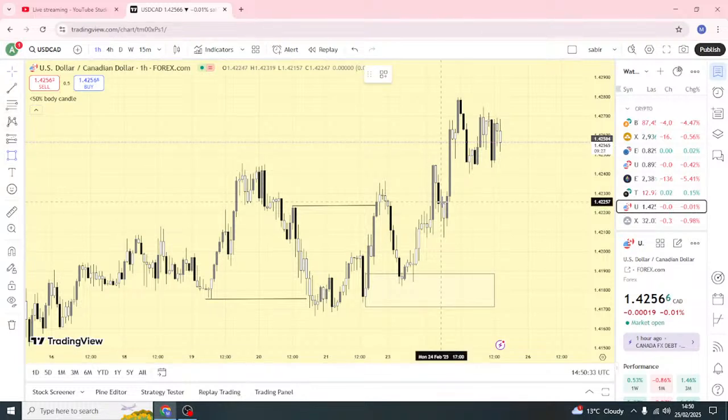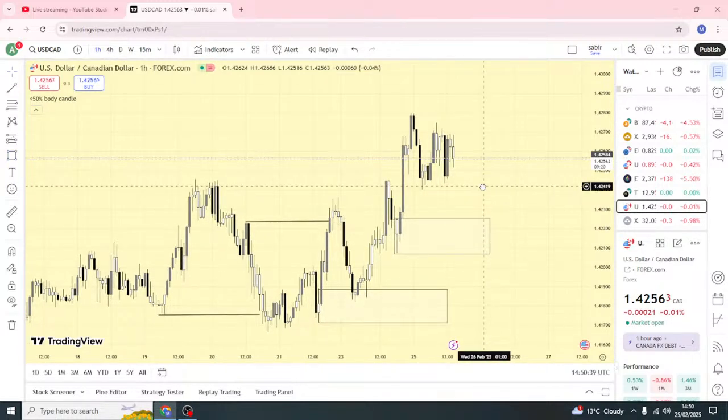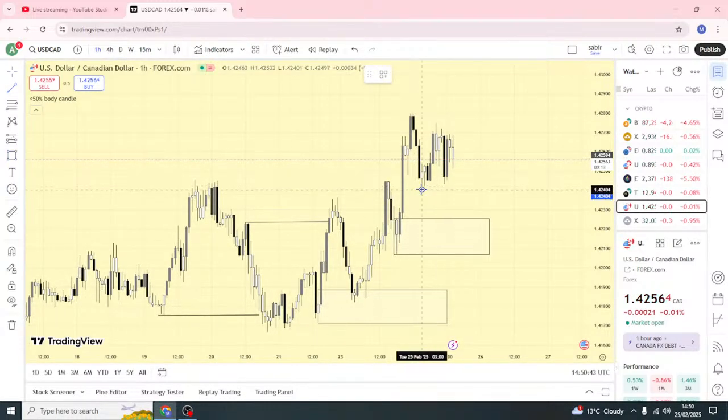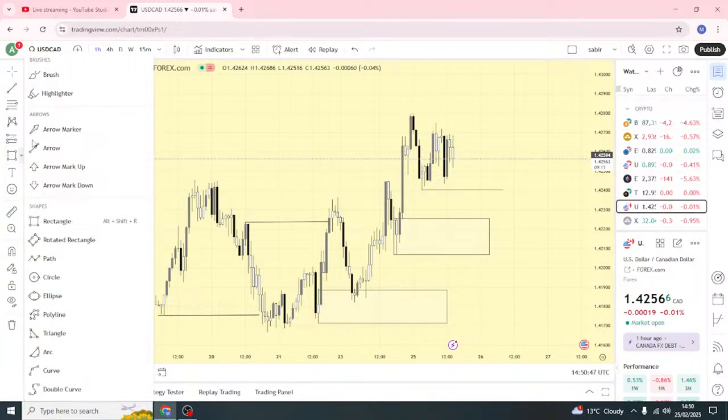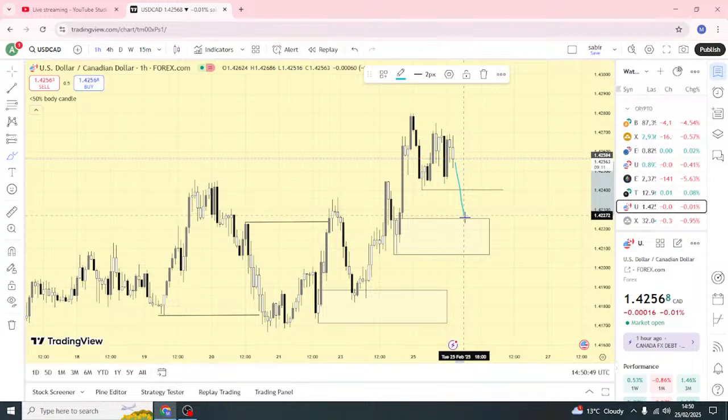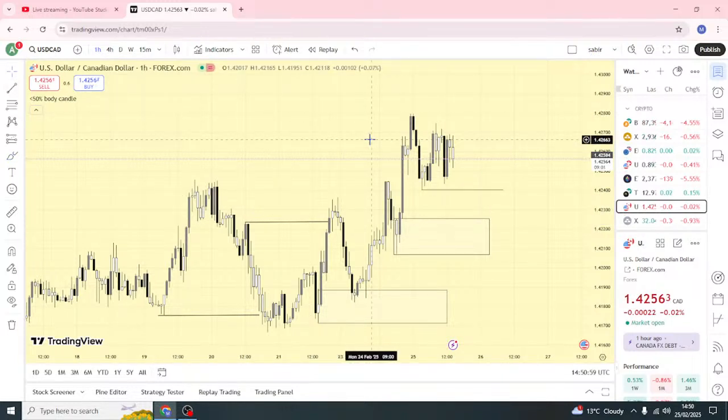Currently we are ranging, this is our fresh area of demand on a 1 hour time frame. This is USD CAD. Okay, right above this we have this liquidity point. I can say a push towards the downside would liquidate the range low, or you can say trap the early buyers, and then go for a long position. This is my potential setup for which I am waiting, guys.